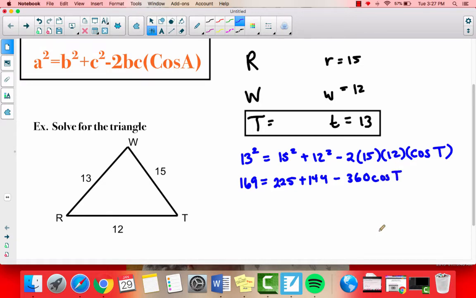Now, where people make the biggest mistake is accidentally combining these three numbers here. However, you can't do that because the 360 and the cosine are connected by multiplication.